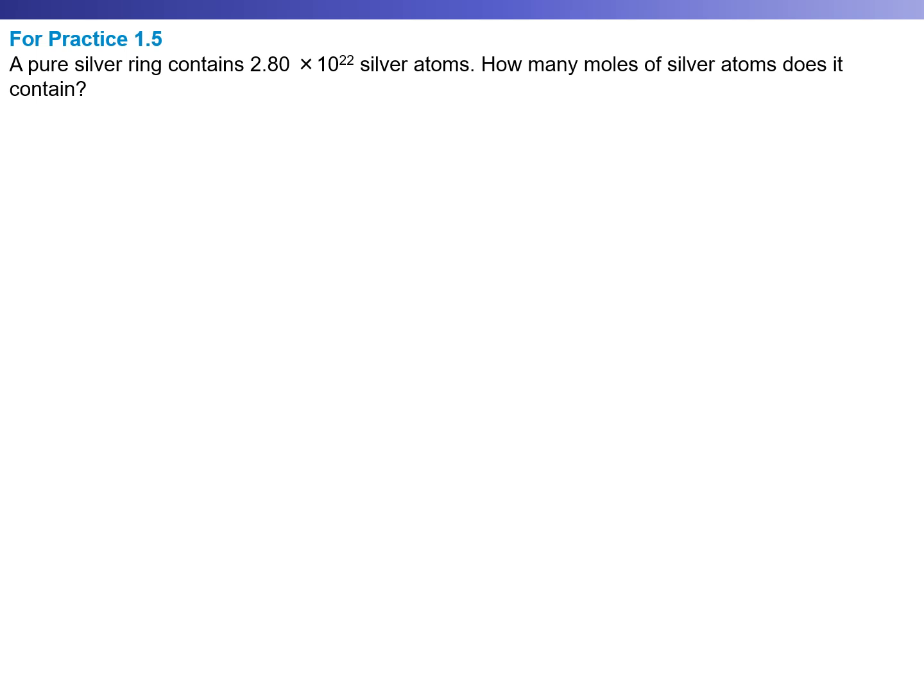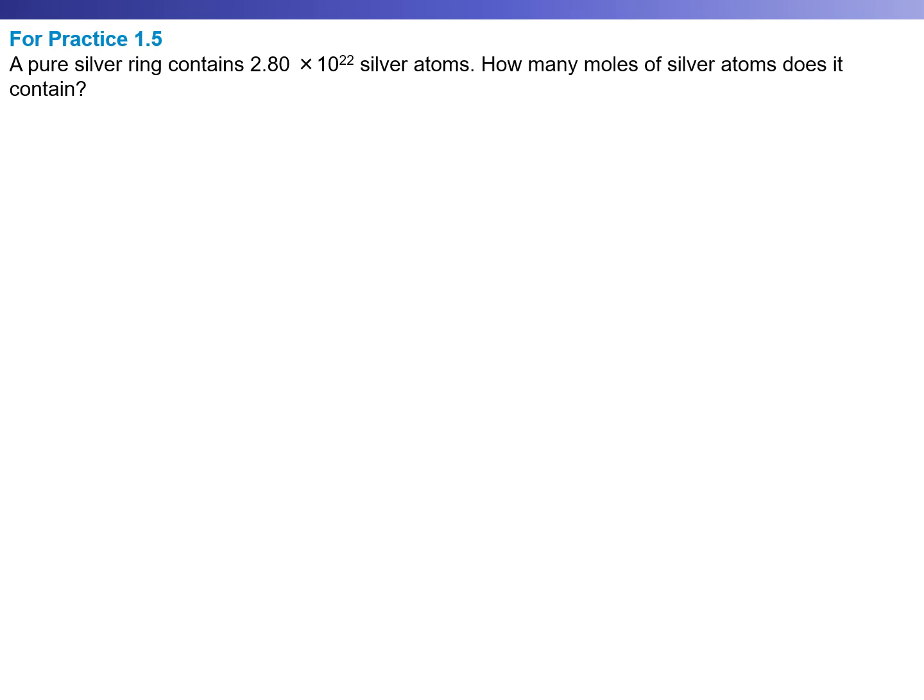So you might be saying, well, what are the units? Well, mole is 1 unit, and then the other unit is tucked away in here, and this unit is the number of atoms. So 2.8 times 10 to the 22nd silver atoms is going to be the number of silver atoms. That is your unit. So we're converting the number of silver atoms into the number of silver moles.